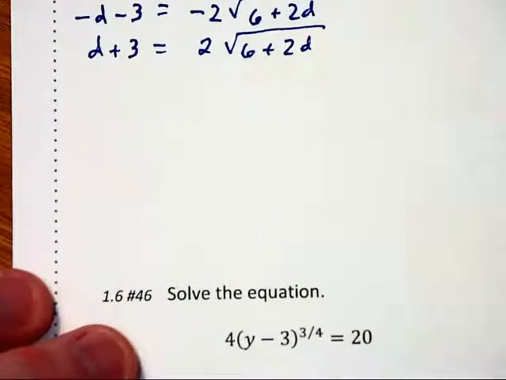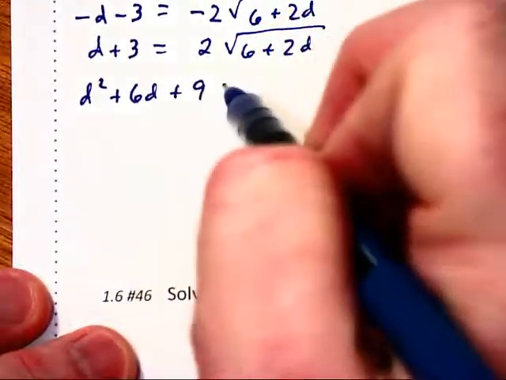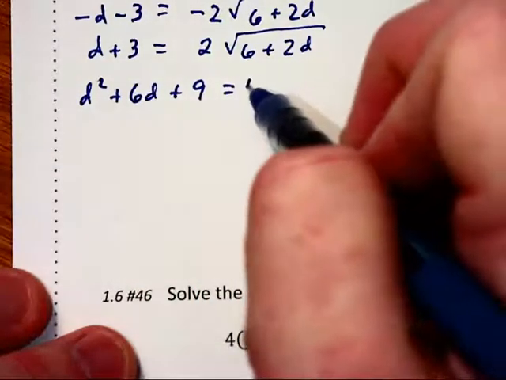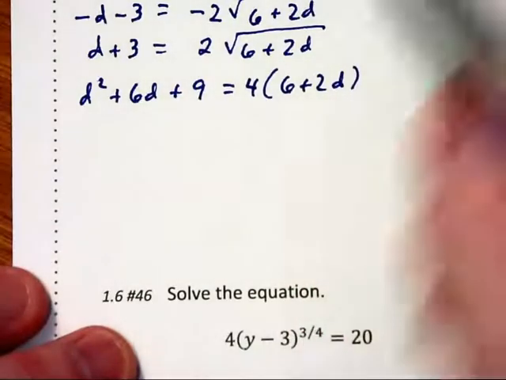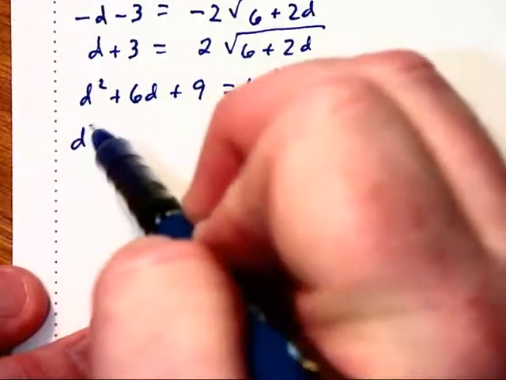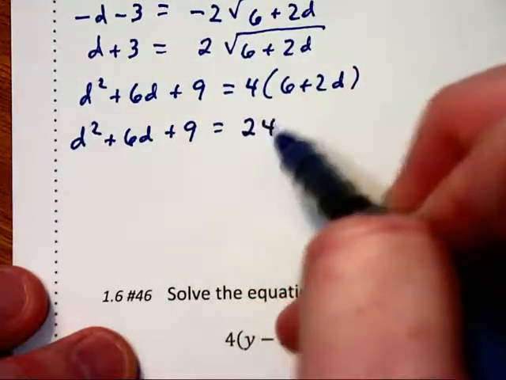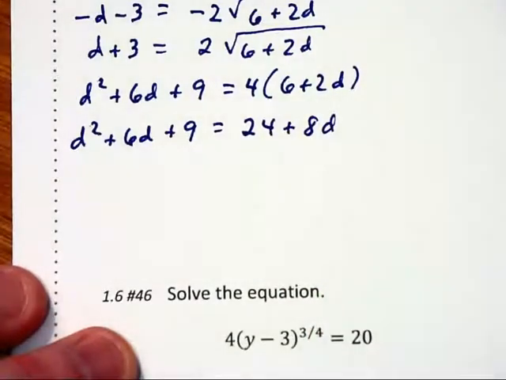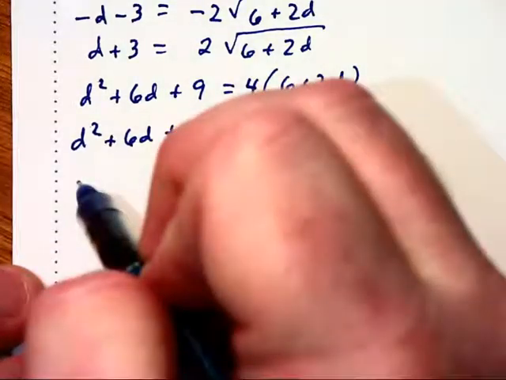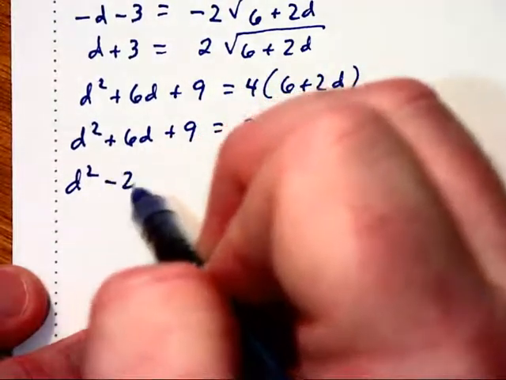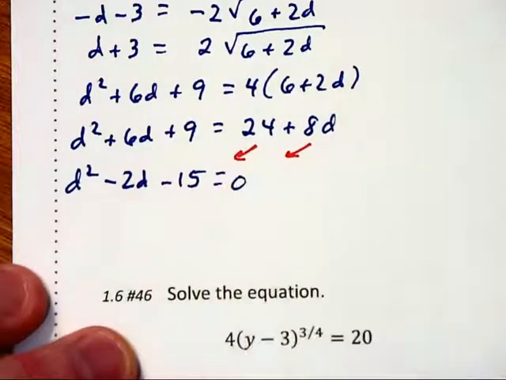Foiling the left-hand side, we have d squared plus 6d plus 9. And multiplying the right side by itself, we have 4 times the quantity, 6 plus 2d. Okay, no changes can be made on the left. I'm just going to bring those terms down. And on the right, we have some distribution, 24 plus 8d. Let's bring these to the left and subtract them off. We're going to have d squared minus 2d minus 15 is equal to 0.